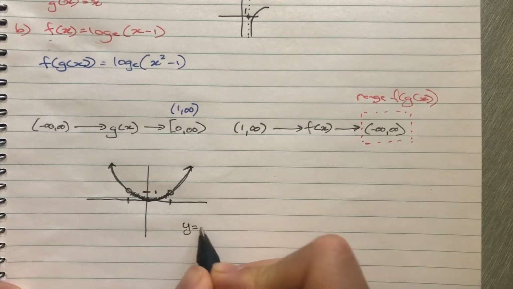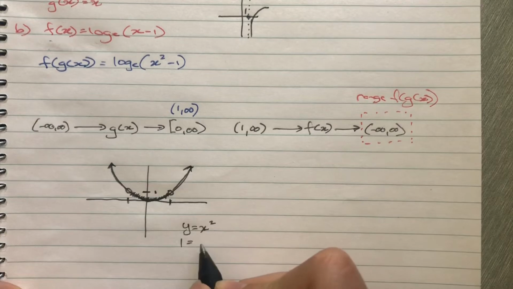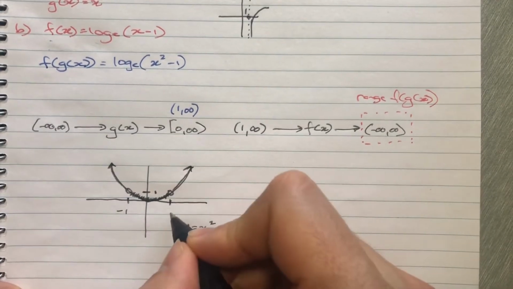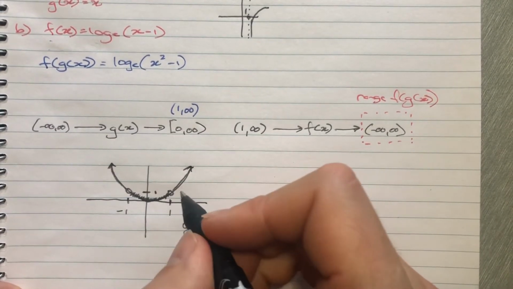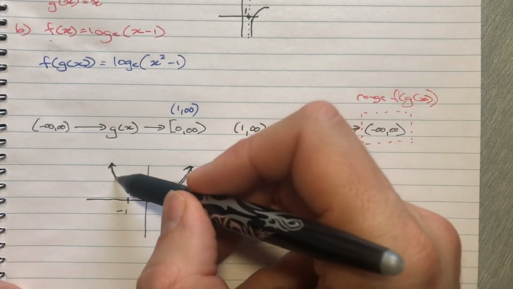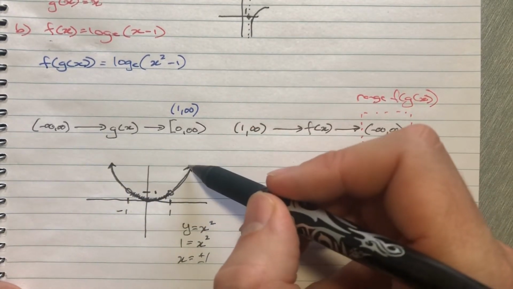So we've got y equals x squared. We will know where y equals 1. So x is going to be plus and minus 1. So that's minus 1, that's plus 1. So we can see now that our domain is going to be this bit and this bit as well.